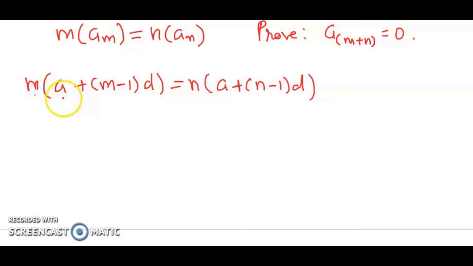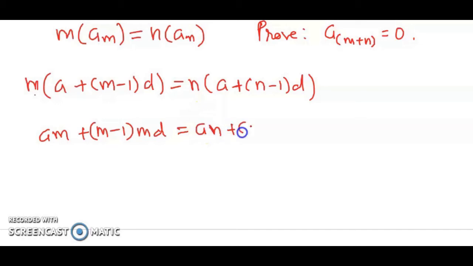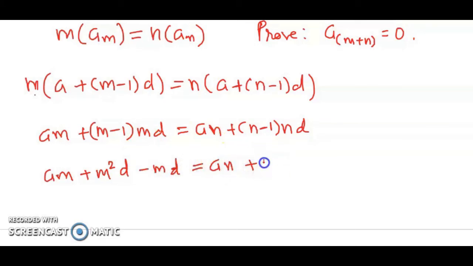So here this m will multiply into the bracket, so we will get am plus m minus 1 multiply with md, this side an plus n minus 1 multiply with nd. Further, if you simplify it, this md will multiply into the bracket, so we get m square d minus md is equal to this side also an plus n square d minus nd.